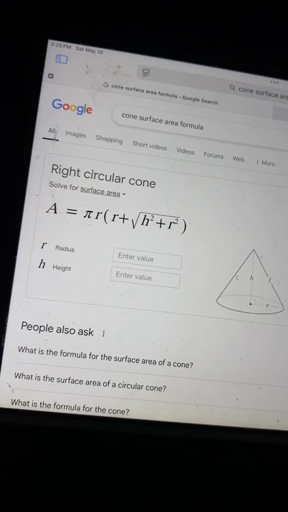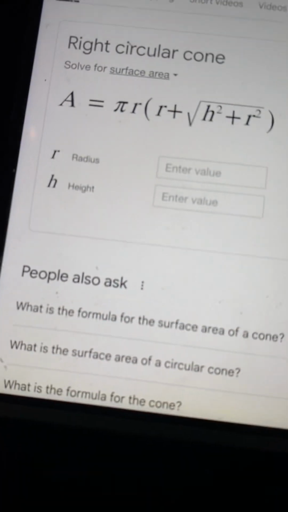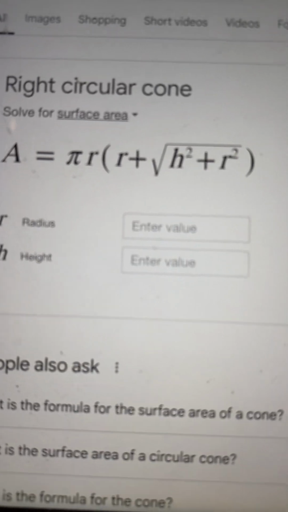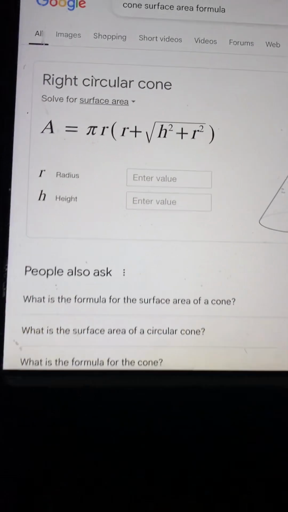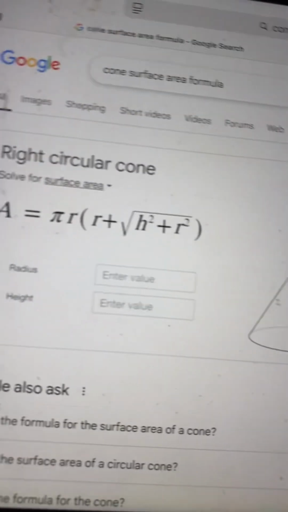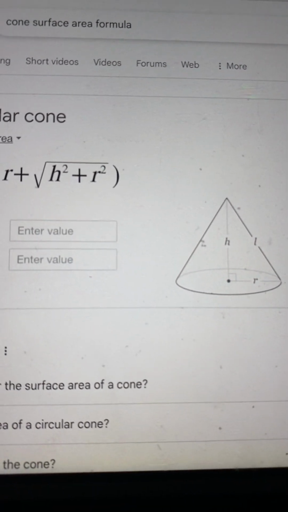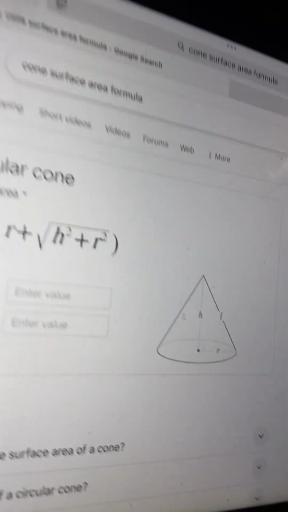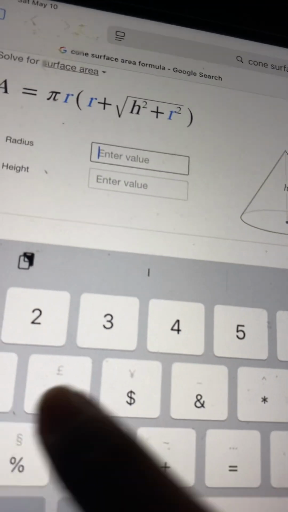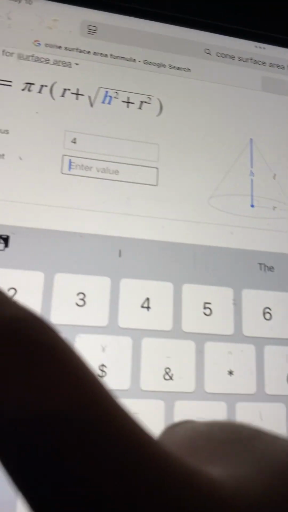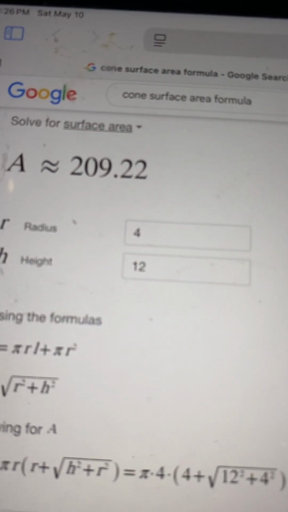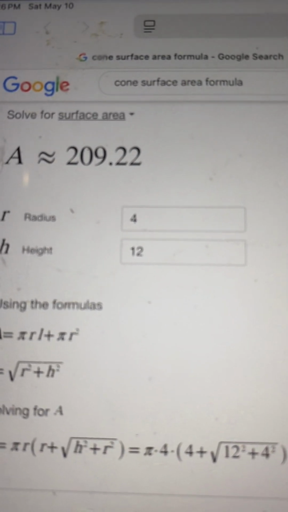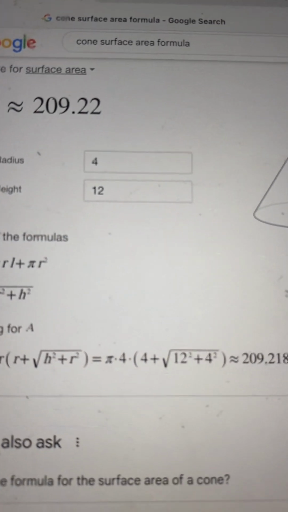The surface area of a cone is pi r times r plus the square root of h squared plus r squared. So basically, you have to multiply pi by r, and then multiply that by r plus the square root of h squared plus r squared. So, yeah, that's how you do it. Let's substitute some numbers in order to find the surface area of this cone. Let's say that r is 4 and h is 12. We should get an answer of 209.22, or 209.2 if rounded to the nearest tenths.